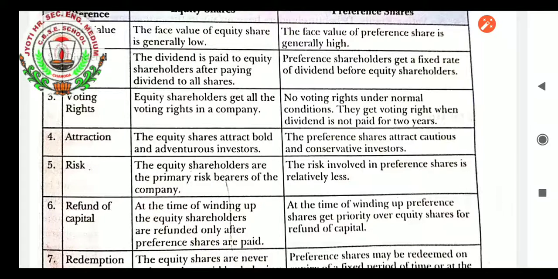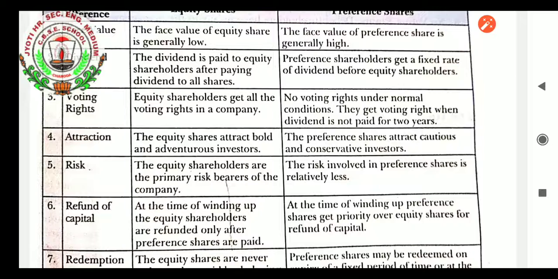The equity shares attract bold and adventurous investors, meaning those who have more interest in shares and want long-term profit, whereas preference shares attract cautious and conservative investors, meaning they want to invest in shares but they don't want any type of risk. They are very cautious about taking steps in the business.